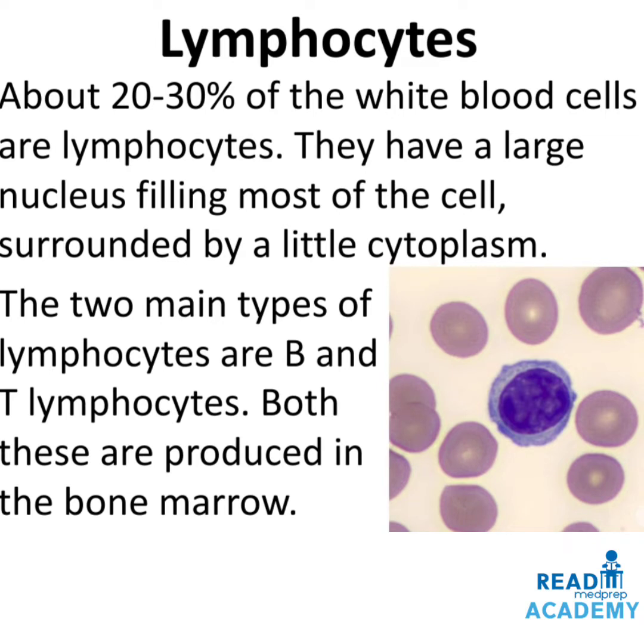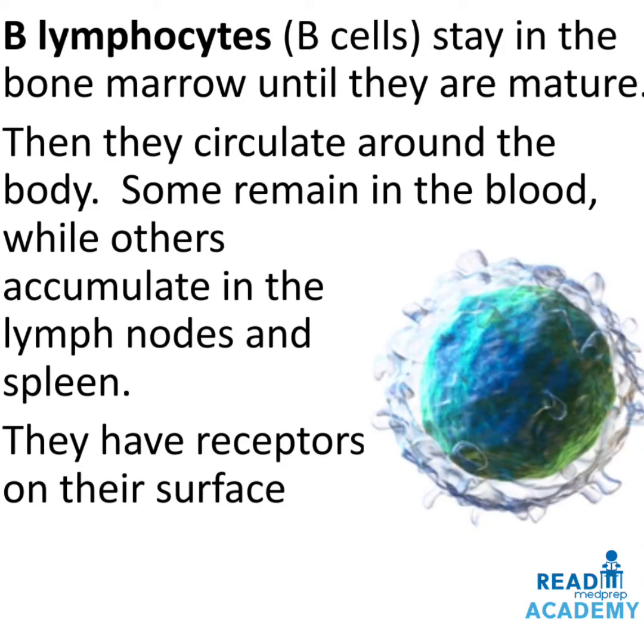The two main types of lymphocytes are B and T lymphocytes. Both these are produced in the bone marrow. B lymphocytes, otherwise called the B cells, stay in the bone marrow until they are mature. They circulate around the body. Some remain in the blood while others accumulate in the lymph nodes and spleen. They have receptors on the surface.